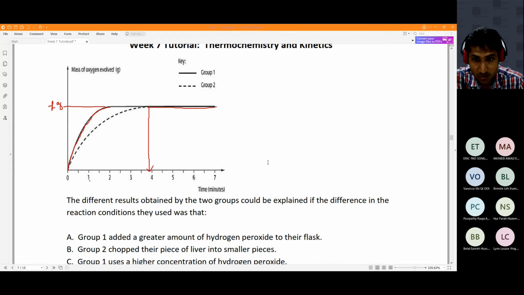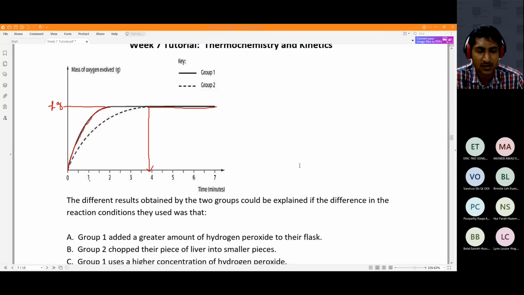Option B says group 2 chopped their pieces of liver into smaller pieces. Yeah, smaller pieces. The different result obtained by the two groups could be explained if the difference in the reaction conditions they used was that. Oh, so reaction conditions, everything is the same, but what is the different reaction condition they used? It is the chopped liver.